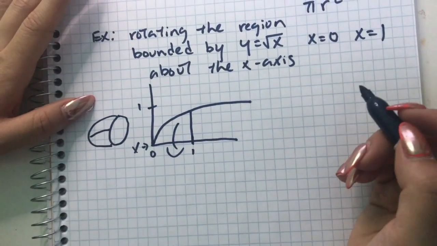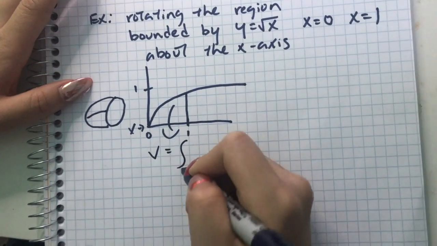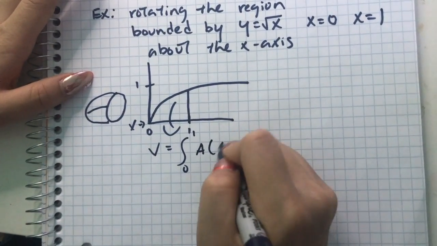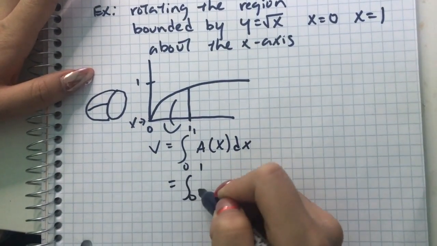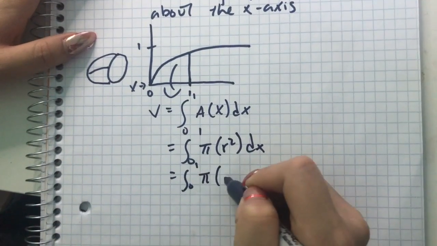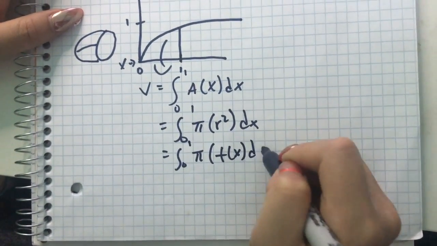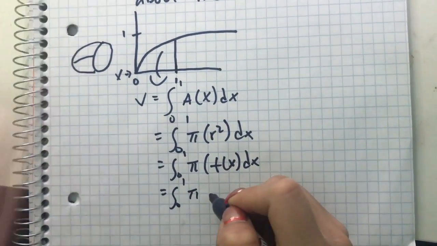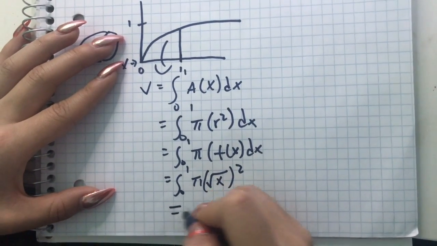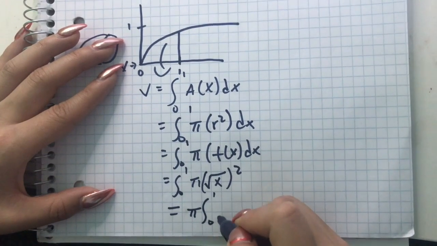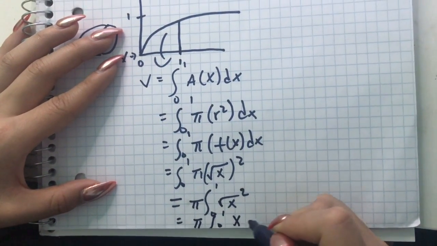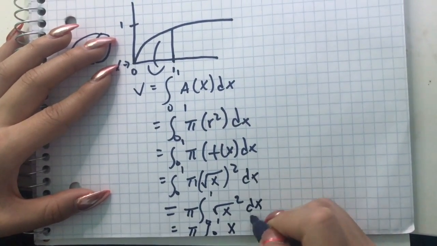And then to compute that, the volume would be the integral over the boundaries of the area of pi r squared dx, and then r would be the function, so pi times square root of x, squared, dx. And from here you just integrate it. So you pull out pi, squared gives you x. Oh, I forgot the dx in these, sorry.